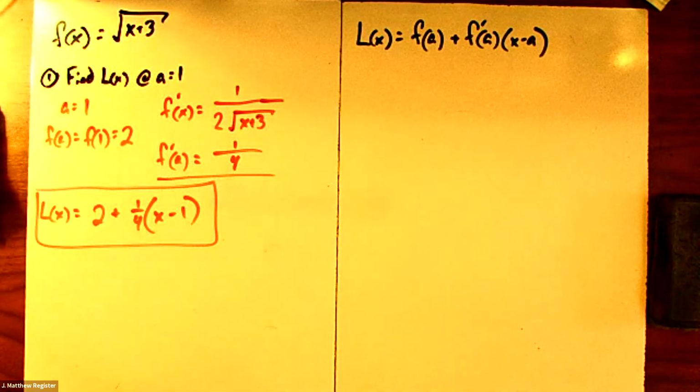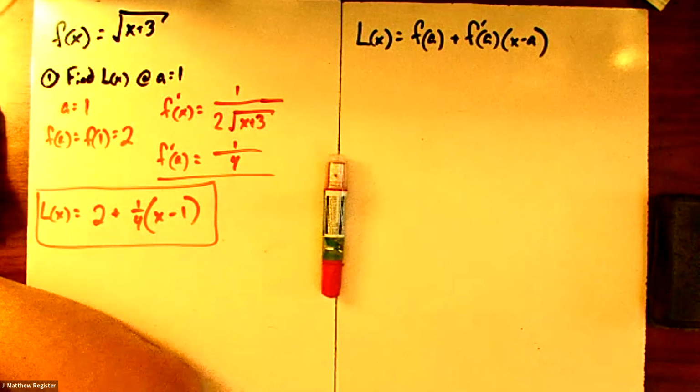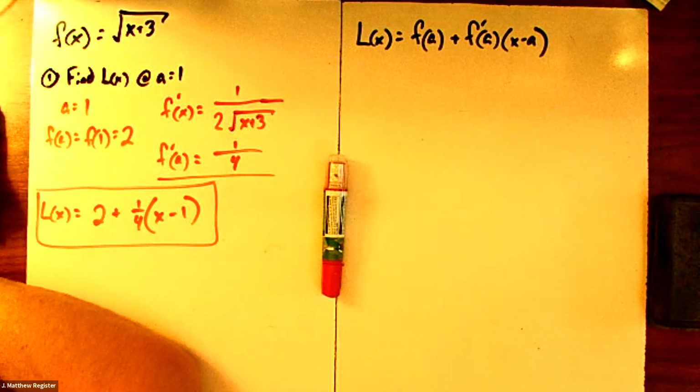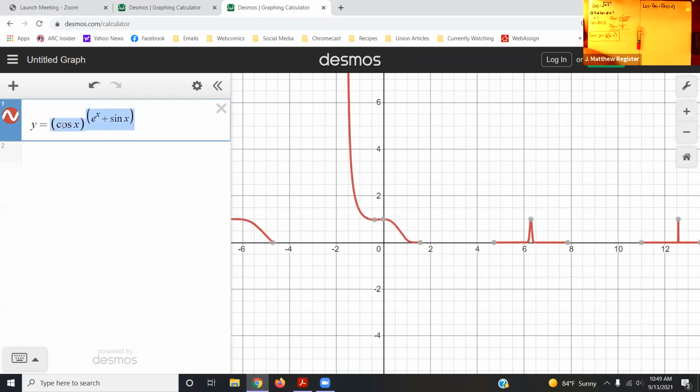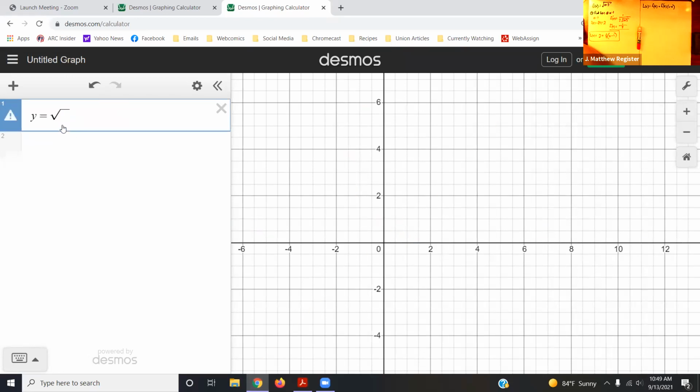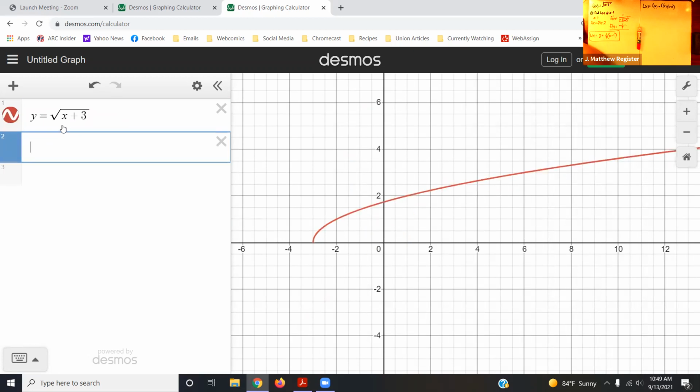And let's double check. We have Desmos. Let's use it. So let's share the screen real quick. Go to our good friend Desmos. Our function was the square root of x plus 3. And if we did this right, we should get the linearization at x equals 1, which would be right here.